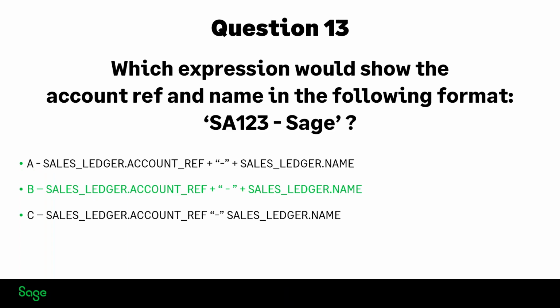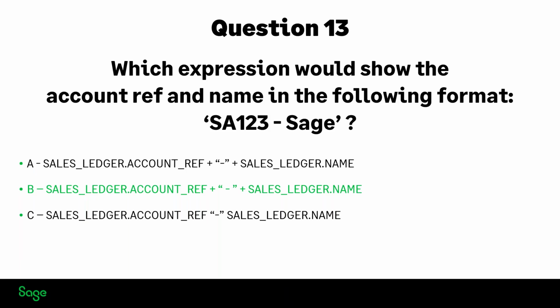Question 13, which expression would show the account ref and name in the following format? It's option B. I think most people got that one. Remember when you're building expressions, it doesn't put any spacing in for you. So if we had sales ledger account reference and then we went to add in the sales ledger name as well, it would put the plus sign in, but it doesn't include any spacing in that one.